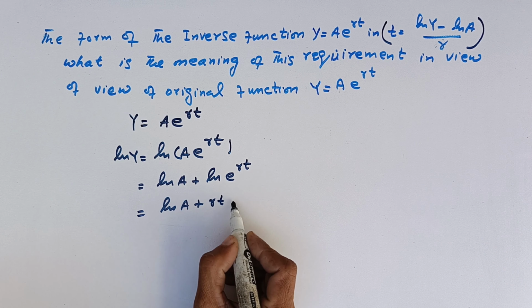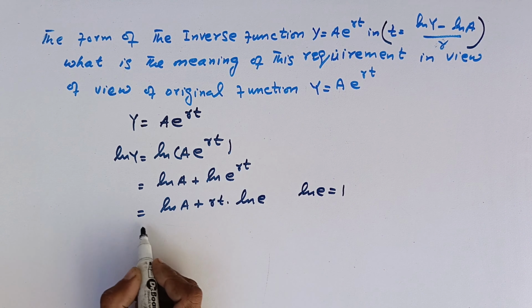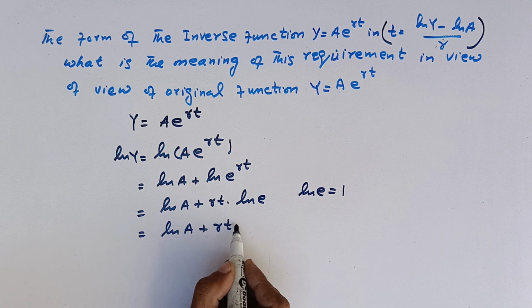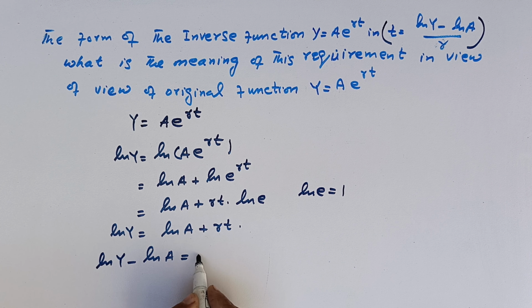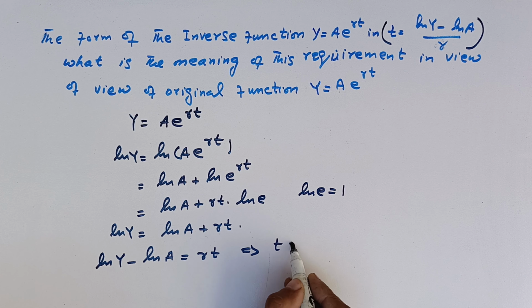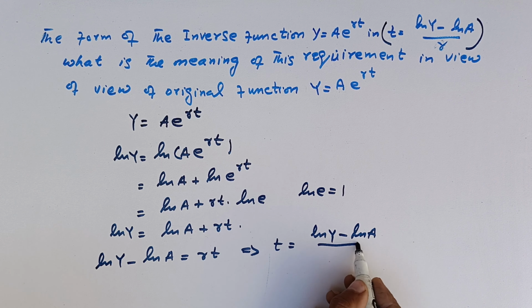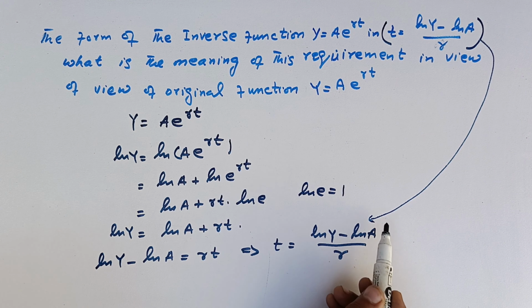So rt into ln e, and ln e is equal to 1. So it will be ln a plus rt, that is ln y. From the other side, ln y minus ln a is equal to rt. So further I can write t equal to (ln y minus ln a) upon r. So this will be the same value which he asked.